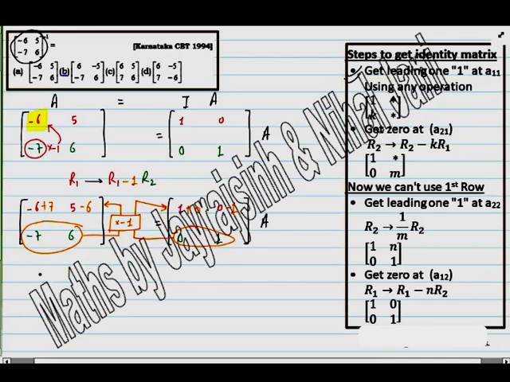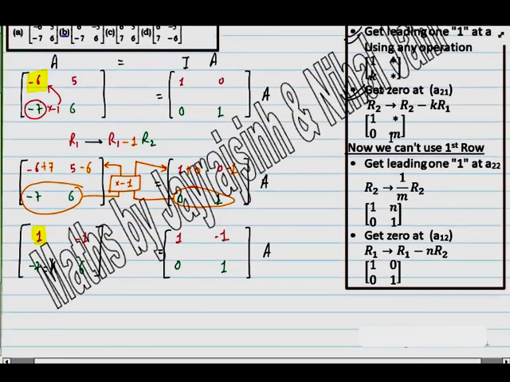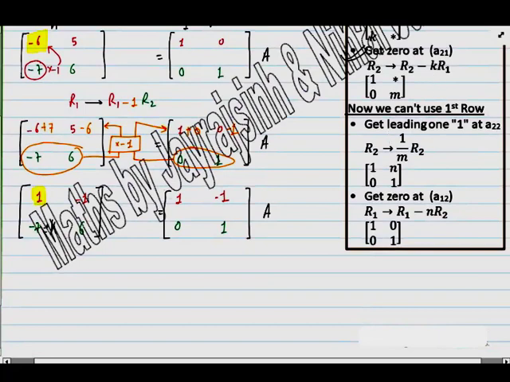So we will get our second row as it is minus 7, 6, 0, 1. And our first row will be minus 6 plus 7, 1, 5 minus 6, minus 1, 1 plus 0, 1, and 0 minus 1, minus 1. So finally, we complete our first step. We get leading one at A11 and get the value of K as minus 7. Now, we should move to the second step in which we need to get 0 at A21.